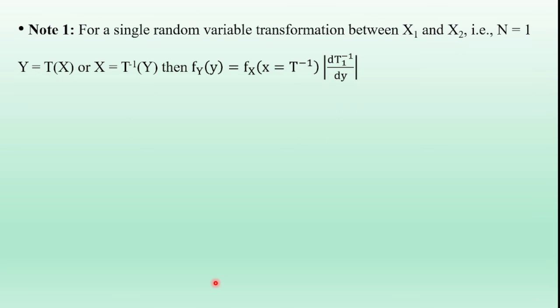Some important conditions. For a single random variable transformation, capital N is equal to 1. So y is equal to the transformation of x, or x is equal to the inverse transformation of y, and f_Y of y is equal to f_X of x equal to T power minus 1 of y, into the determinant of dT power minus 1 by dy, for the single random variable case.